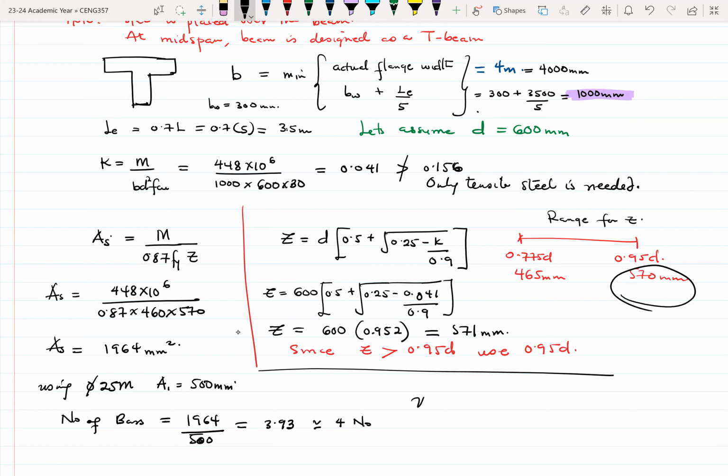So in effect, provide 4T25. Someone can also decide to use 20 bars or even the 32 bars, and it still works. All right. So if you provide 4T25, then your area provided, ASP, will be 2000 millimeter squared.